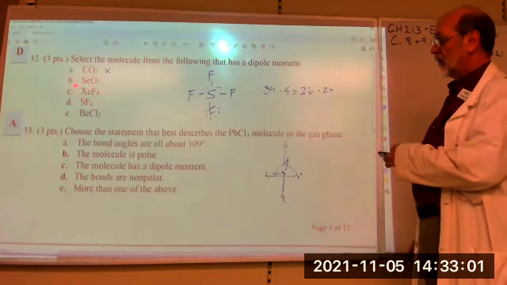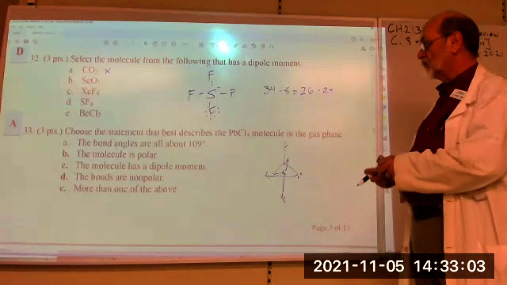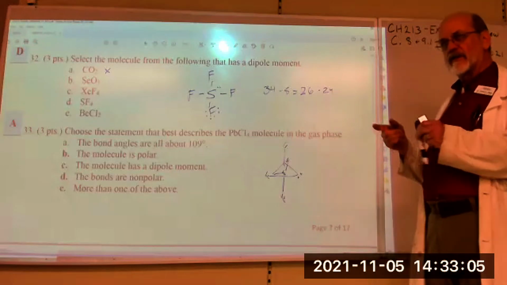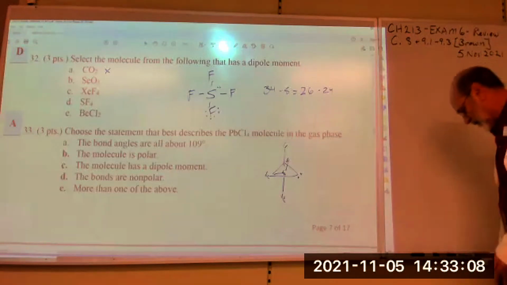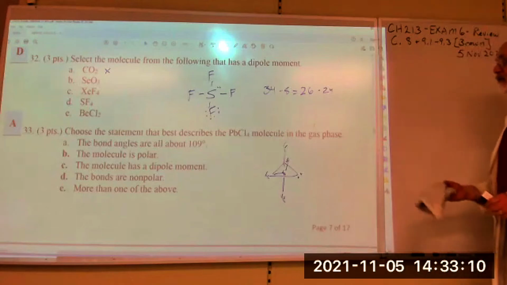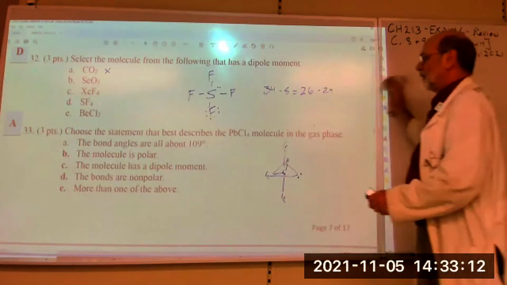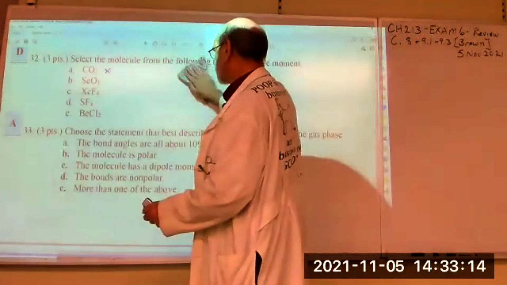Xenon tetrafluoride, we did a problem that said that one is square planar because it was octahedral, except that it had 2 lone pairs on it.